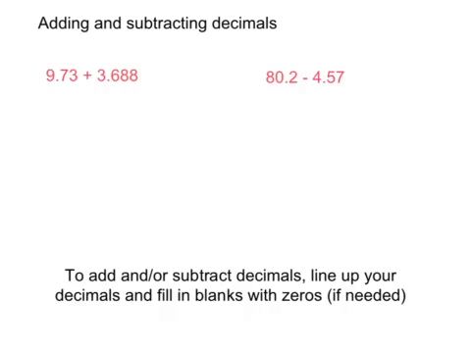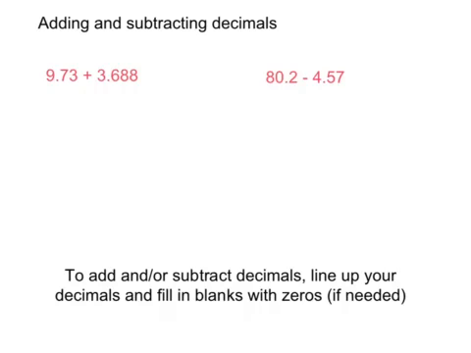We're going to start with an addition example. Here our example is 9 and 73/100ths plus 3 and 688 thousandths. So the rule here, you can see it at the bottom of the screen, is to add and or subtract decimals, line up your decimals, and fill in the blanks with zeros if needed. So let's go ahead and start with this problem.